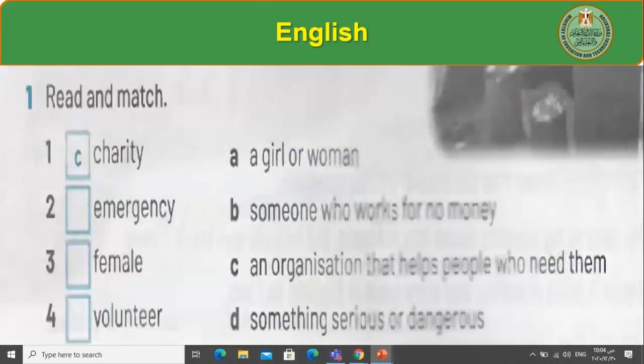We have charity. Match the meaning. Charity, اللي هي جماعة خيرية. Emergency, اللي هي حالة طارئة. Female, أنثى, the opposite of male, ذكر. Volunteer, متطوع. Of course, number one is done for you. Charity: an organization that helps people who need them. Number two, emergency, حالة طارئة: something serious or dangerous, شيء خطير. Okay. Number three, female: a girl or a woman. So A. So number one C, 2D, 3A. And number four, volunteer: someone who works for no money. Volunteer, متطوع, الشخص اللي بيشتغل بدون مقابل.